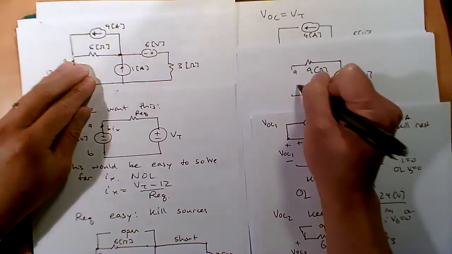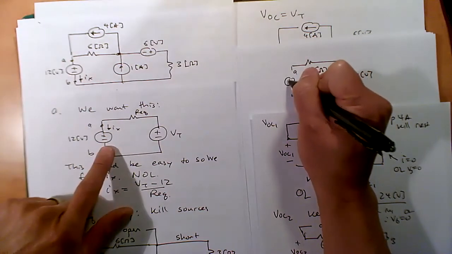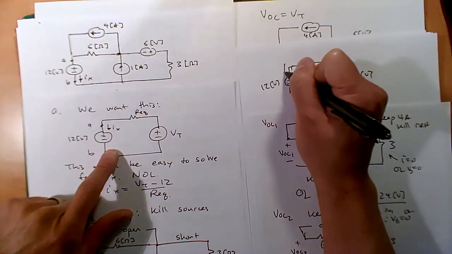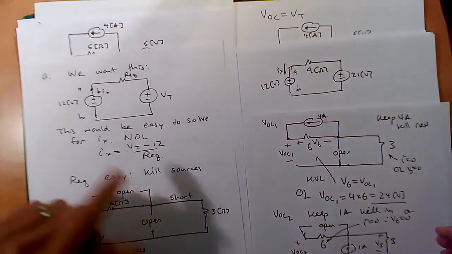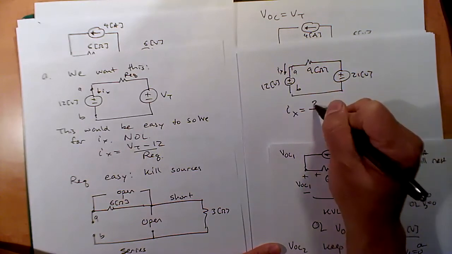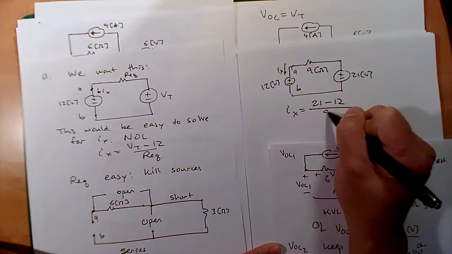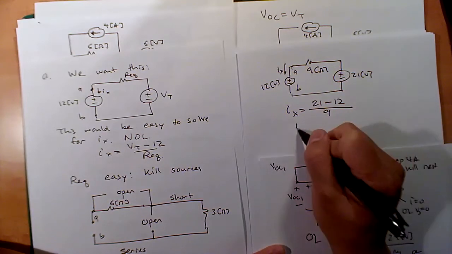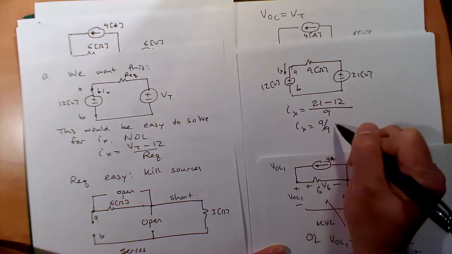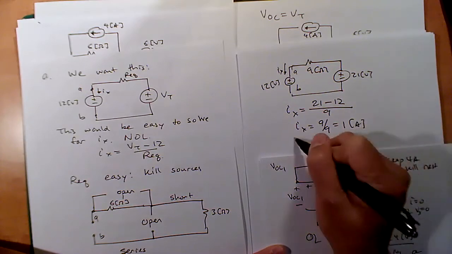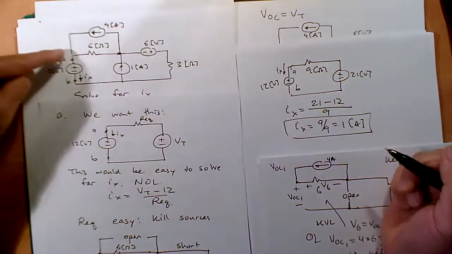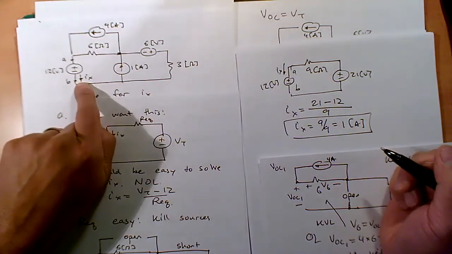And now I can take my original 12 volt source and put it in here and solve for this IX, and I can use my Nodal Ohm's law. So IX is equal to 21 minus 12 over 9. Is that right? So IX is equal to 21 minus 12. That's 9 over 9, 1 amp. So that means we have 1 amp in this system flowing from A to B.